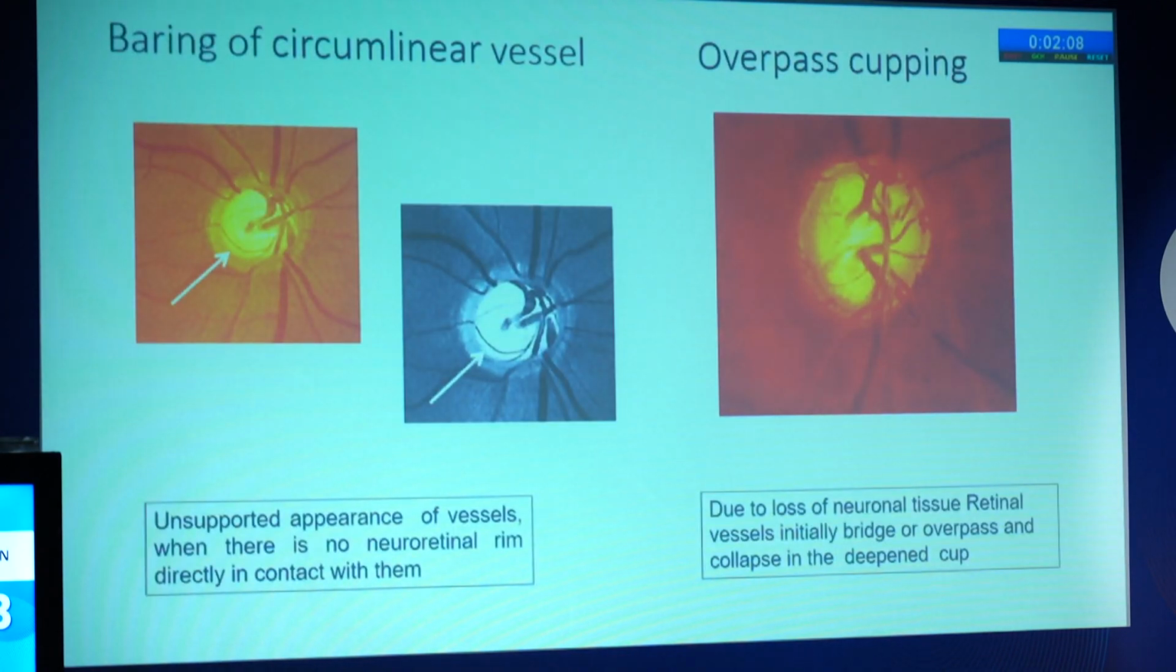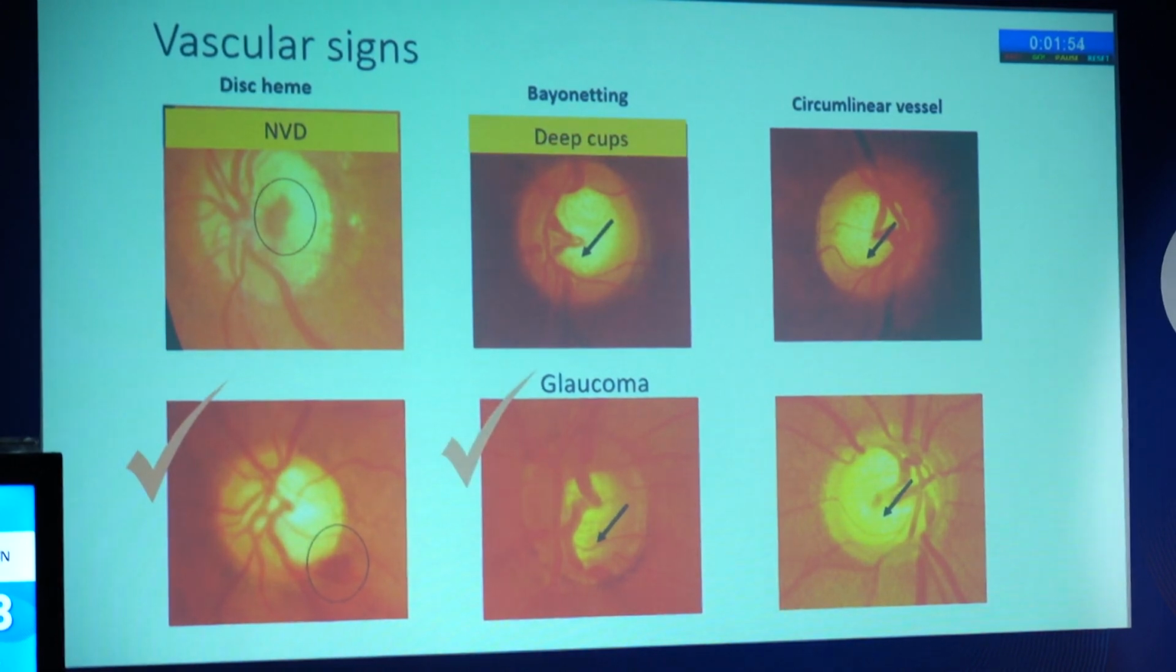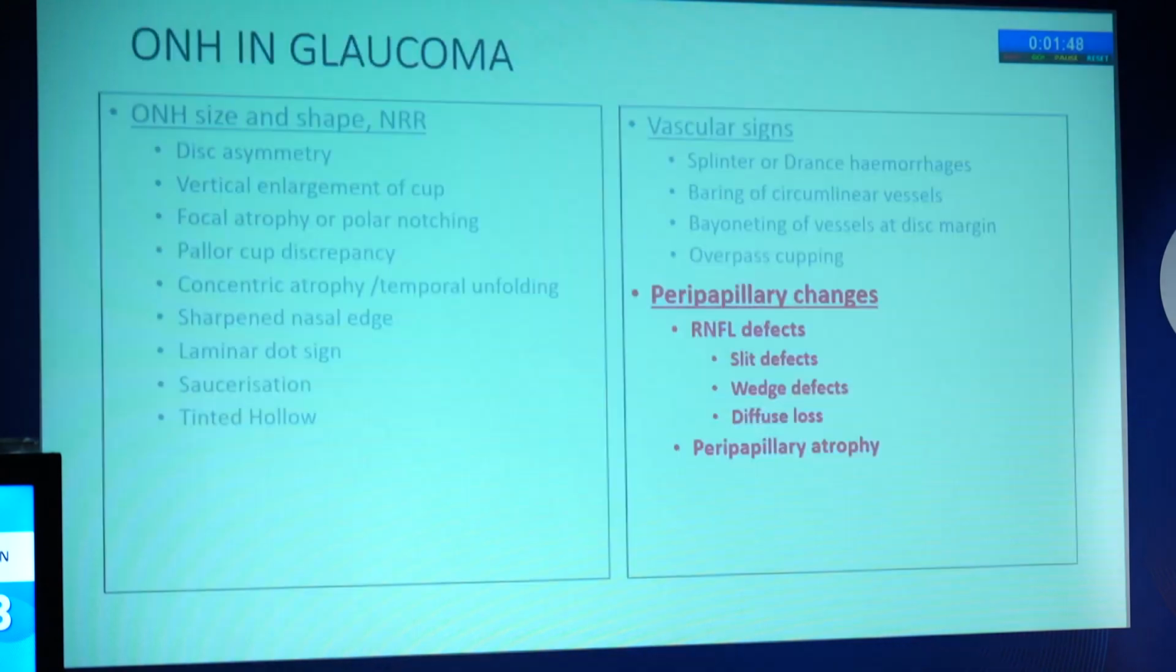Baring of the circumlinear vessel, we have seen. Overpass cupping is when the vessels bridge over the cup and suddenly collapse into the cup. So this is an NVD, and this is a disc hemorrhage, which is glaucoma. This is bayoneting with a large cup, and this is definitely thinning of the NRR with notching, which is glaucoma. This is a circumlinear vessel, which is normal, and this is baring, which is glaucoma.